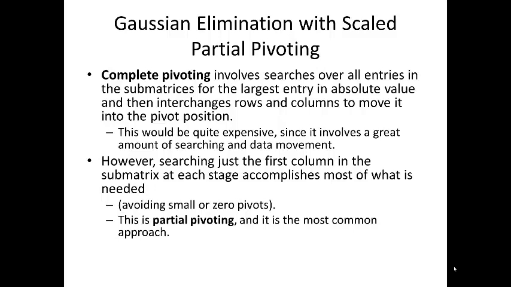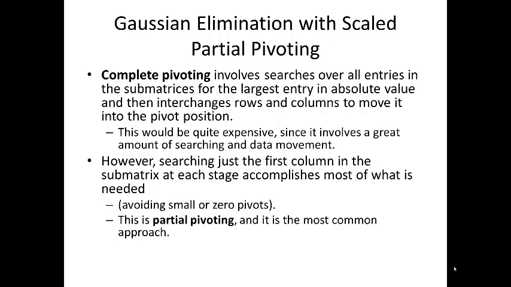From the previous examples, it's clear that a strategy is needed for selecting new pivots at each stage of the Gaussian elimination. Complete pivoting involves searching over all entries in the submatrices for the largest entry in absolute value, and then interchanging the rows and columns to move it into the pivot position. This will be a bit expensive since it involves a great amount of searching and data movement because you're interchanging both rows and columns. However, searching just the first column in the submatrix at each stage accomplishes most of what is needed, avoiding smaller zero pivots, and this is called partial pivoting, and it's the most common approach.